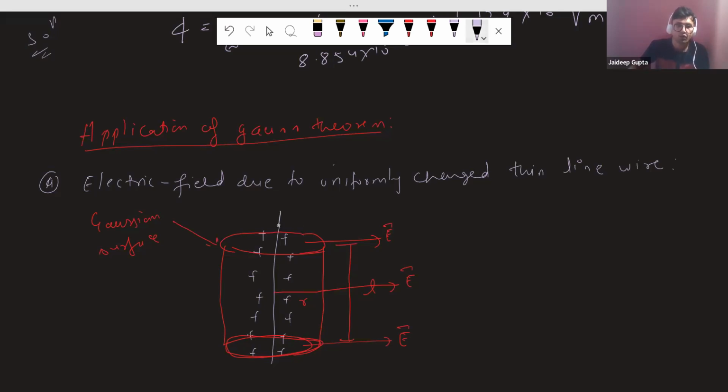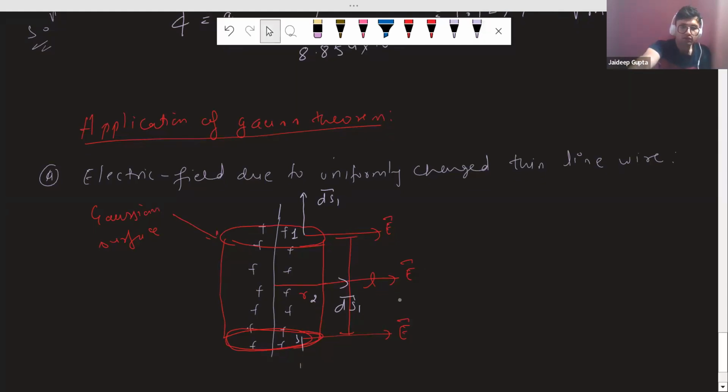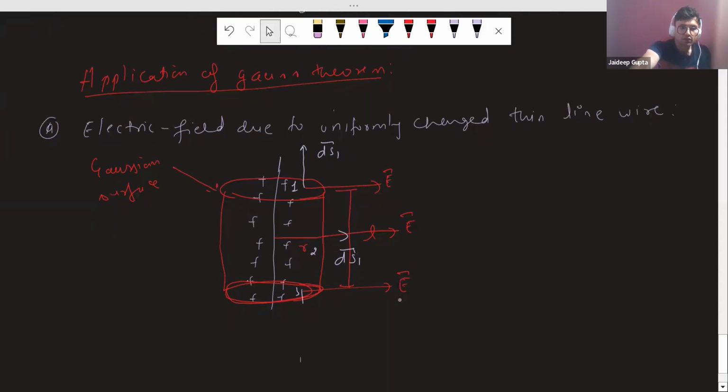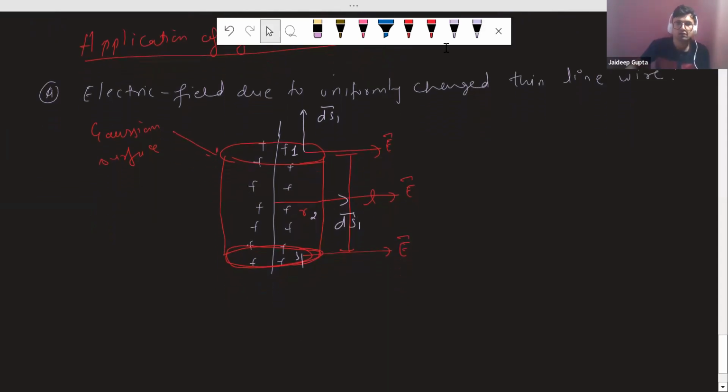Okay, Iram, let me know what is the direction of the area vector. This is first surface, this is second surface, and this is third surface. Now let me know the direction of the area vector for the first surface. Up, perpendicular. dS vector. And for this surface, the area vector is along the electric field. And for this, it must be in the downward direction. This is 2.